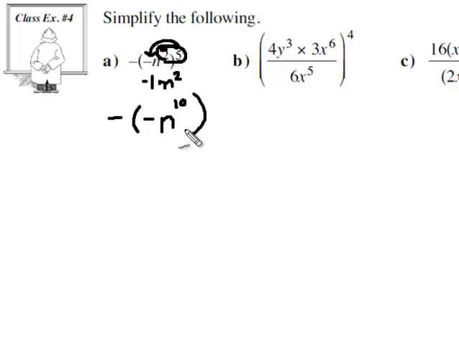Then I'll simplify my negative signs. Now the 10, again, is only applying to the n now. So now it's just a matter of simplifying negative signs. Negative times negative is a positive, so my final answer is n to the 10th.